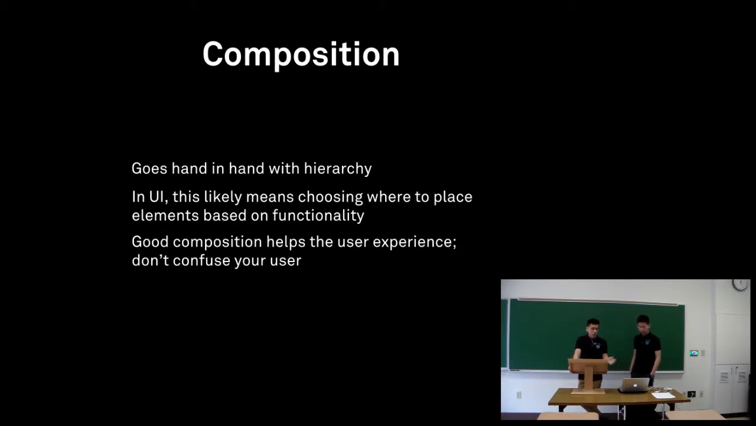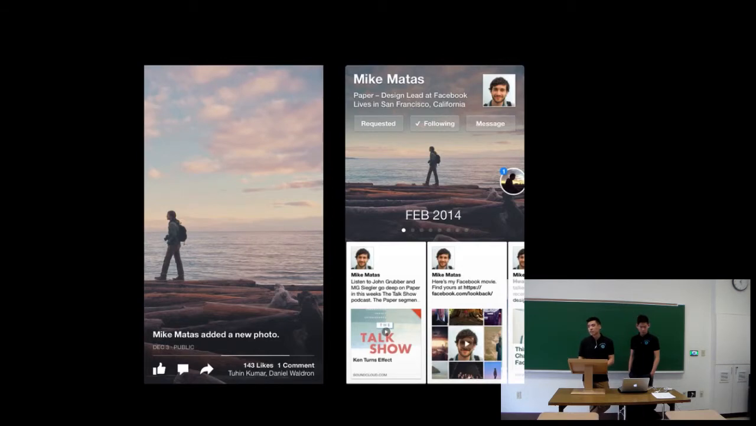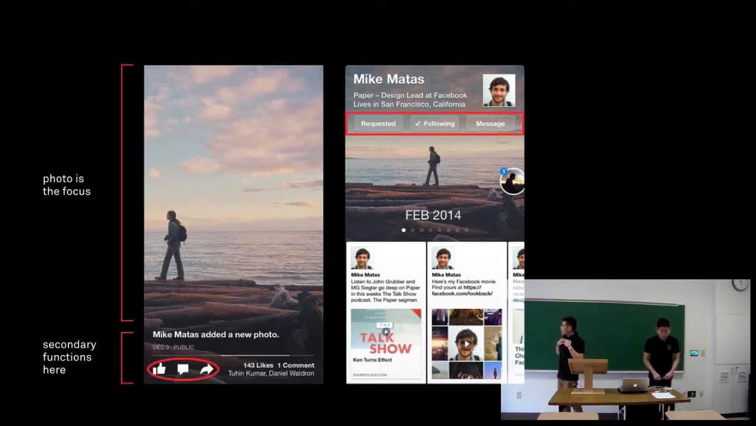Composition also goes hand in hand with hierarchy. They really interchange with one another. In user interface, this probably means guiding the user through the functionality of the app. Using composition correctly will help clear up that process, because if you put a button in a random location or hide it somewhere, that's not really practicing good composition. You're confusing the user, and you're going to make them displeased as they use the app. So for example, this is Facebook Paper. If you haven't used this already, you should really check it out because some of the interactions that they have are really neat.